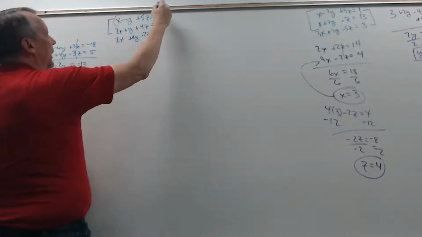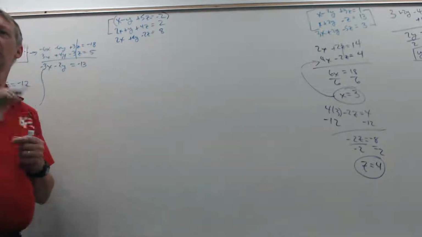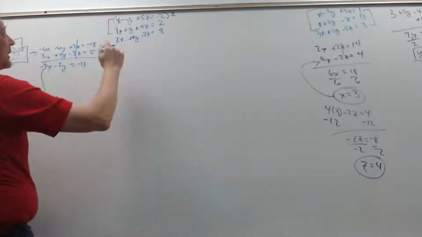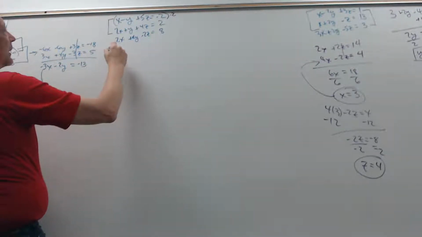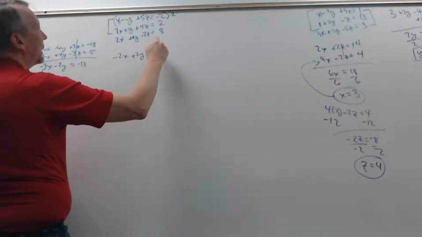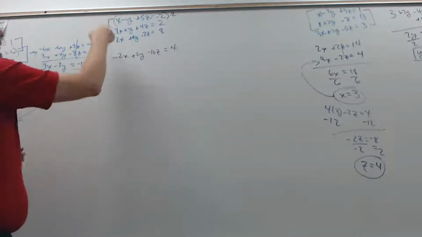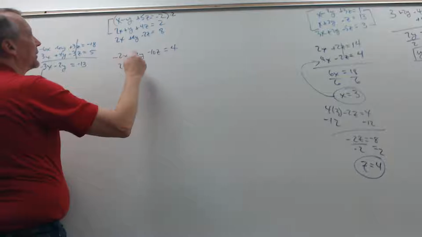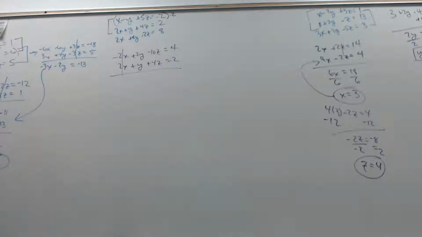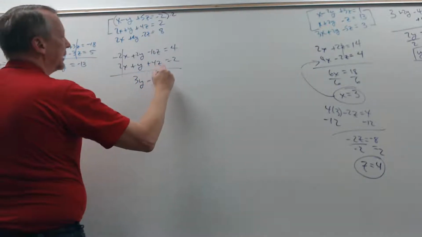So I would need to multiply the top one by 2 or negative 2? Negative 2. Probably negative 2, right? Yep. Okay, so if I multiply by negative 2, I'm going to get negative 2x plus 2y minus 10z equals plus 4. And I'm just going to rewrite the second equation, 2x plus y plus 4z equals 2. We're going to add those, the x's are going to go away. 3y, 6z equals 6.